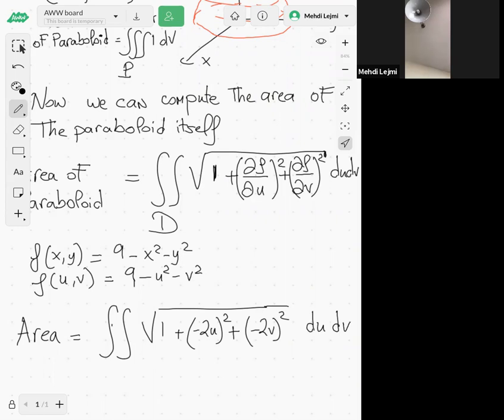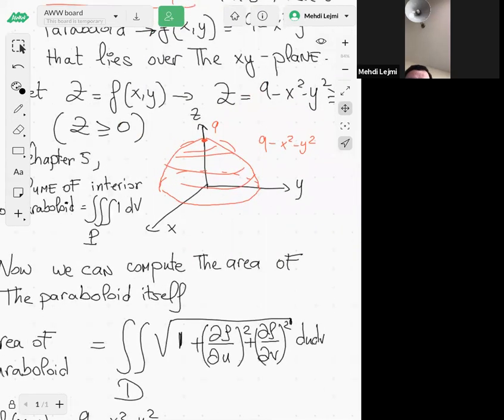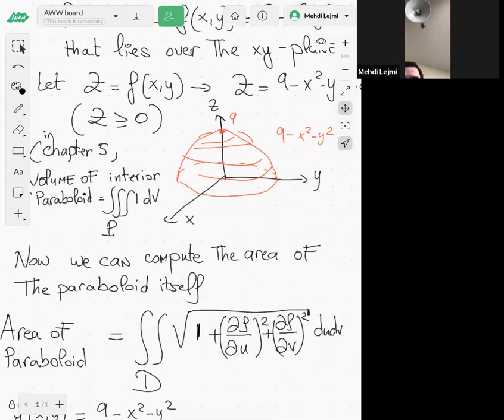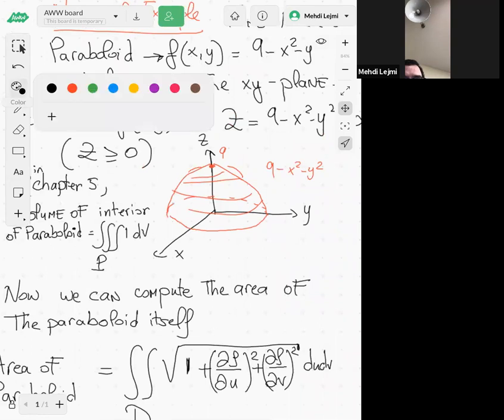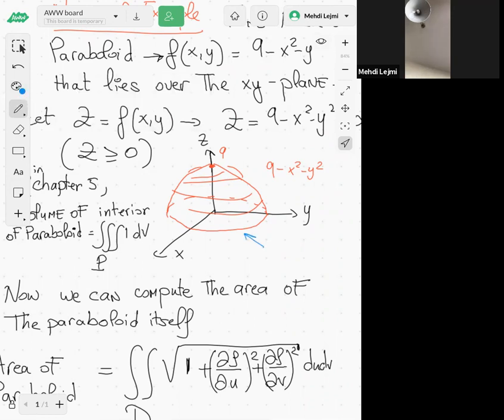Now, what about the bounds of du dv? So this is du dv, so u and v, or x and y, right? Because u is x and v is y. So x and y are supposed to be, you can see here, right? My x and y are just in this circle. So this is when z is 0. So 9 minus x squared minus y squared is equal to 0. In other words, x squared plus y squared is equal to 9.